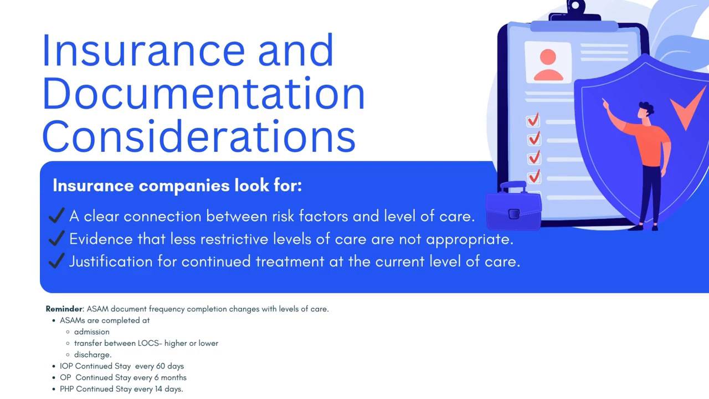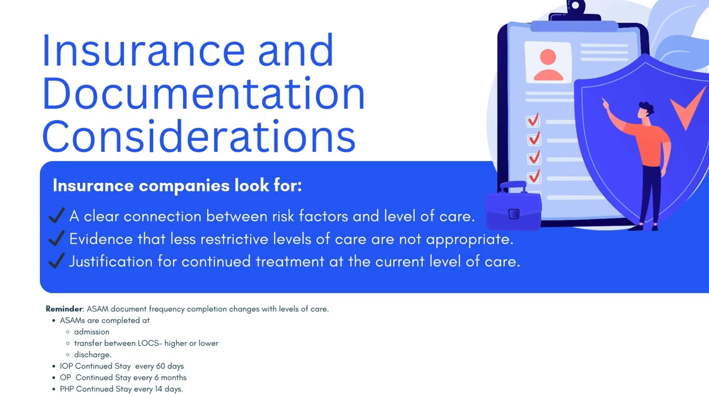Insurance providers rely on ASAM criteria to evaluate whether a client meets medical necessity for treatment. The more accurately and objectively we document a client's risks and needs, the stronger the case for coverage. So insurance companies are looking for a clear connection between risk factors and level of care, evidence that less restrictive levels of care are not appropriate, and justification for continued treatment at the current levels of care. So if a client is recommended for 3.5 residential treatment, documentation should show why IOP or PHP would not be sufficient. So you would say multiple past relapses in lower levels of care, severe withdrawal history, or lack of stable housing. And I think that we said all of that for our John Doe in 3.7.